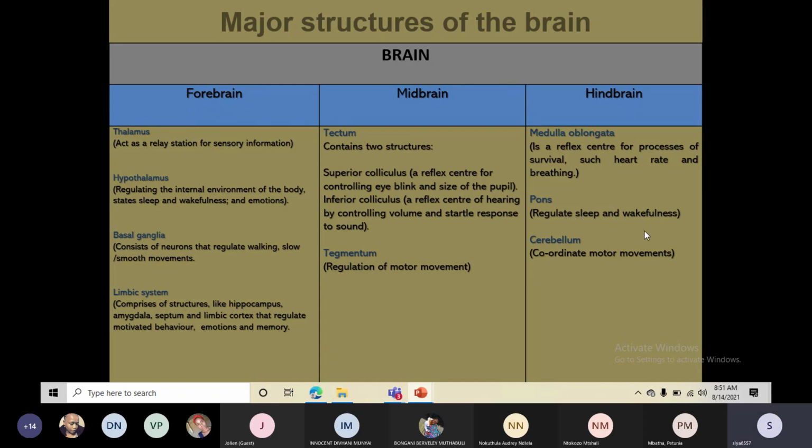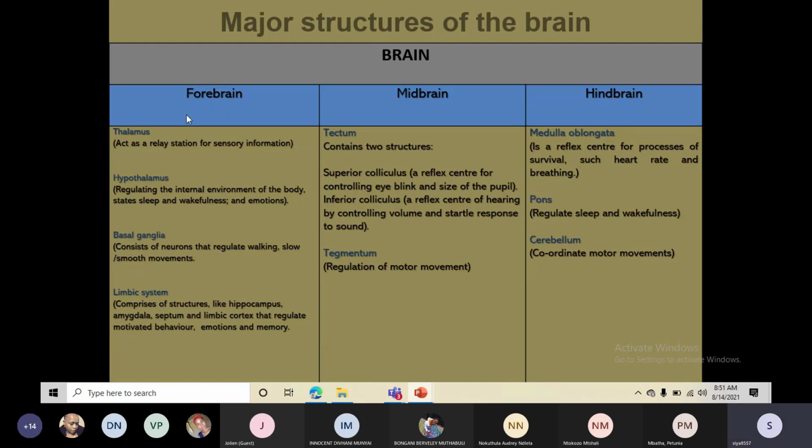Sleep and wakefulness. When you study this part of the brain, you need to also look at the similarities that the structures facilitate. Some functions are similar. As you can see here, pons regulate the sleep and wakefulness. What is the structure of the brain that regulates sleep and wakefulness? Hypothalamus. It's a state of sleep and wakefulness. They contain similar functions. So that's where students get confused when they ask questions.